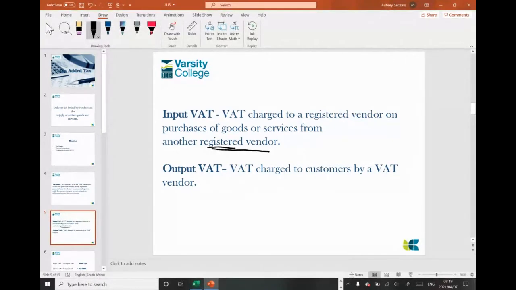We can only be charged input VAT by somebody who is a registered VAT vendor. If they are not a registered VAT vendor, then they have no right to charge us VAT. Awesome. Let's proceed. Output VAT is VAT charged to customers by a VAT vendor. So I think we've exhausted those two.